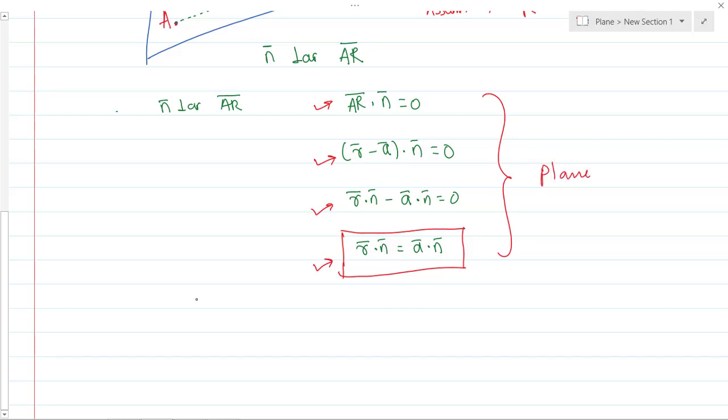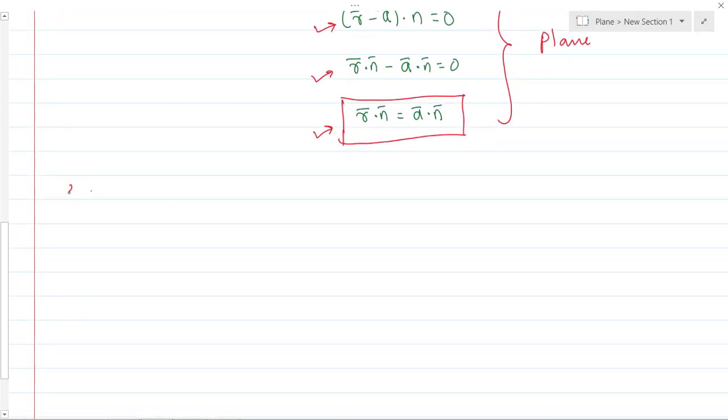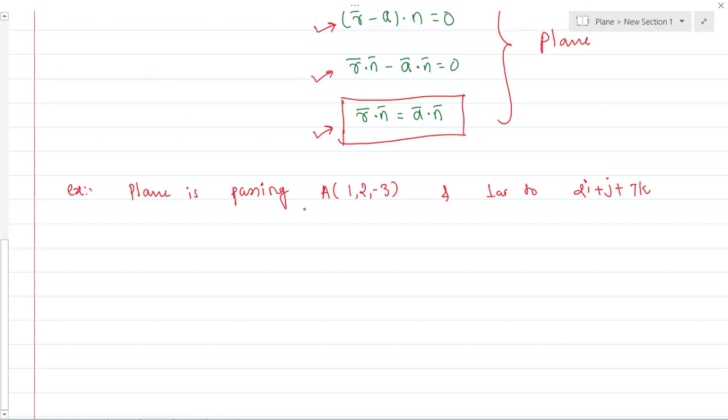Let's take one simple example. Suppose your plane is passing through the point 1, 2, minus 3, and it is perpendicular to 2i plus j plus 7k. Then what will be the equation of the plane? It is very simple. Can you tell me what will be the equation of the plane?